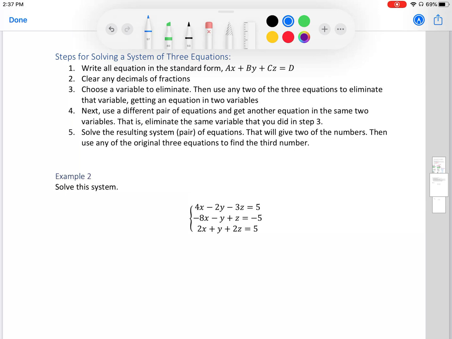Then use any two of the three equations to eliminate that variable, getting an equation in two variables. Next, use a different pair of equations to get another equation in the same two variables. Solve the system of those two equations to find two of the numbers. Then use any of the three equations to find the third number.